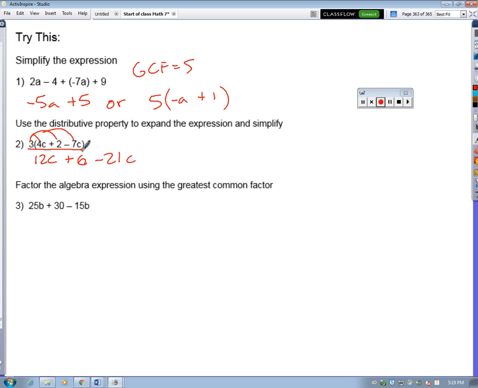All right, number 3. Factor the algebraic expression using the greatest common factor. The first thing we need to do is figure out what the greatest common factor is of all these guys. Just looking at them, I'm going to tell you right off the bat, it's going to be 5. The only thing that goes into all this stuff would be 1 and 5. So let's take a 5 out. I'm going to put my 5 on the outside.